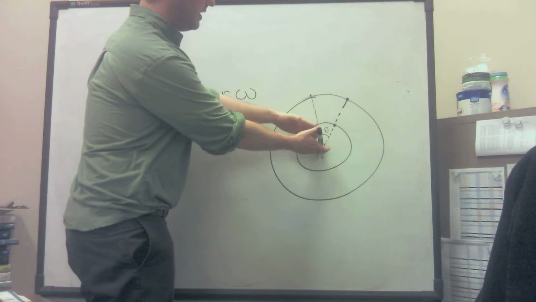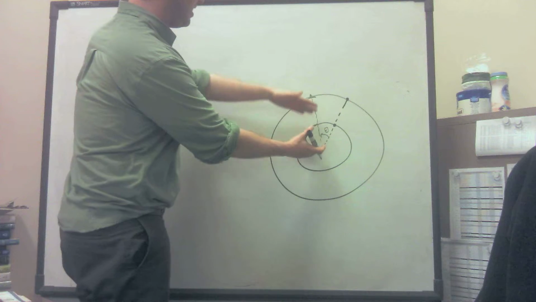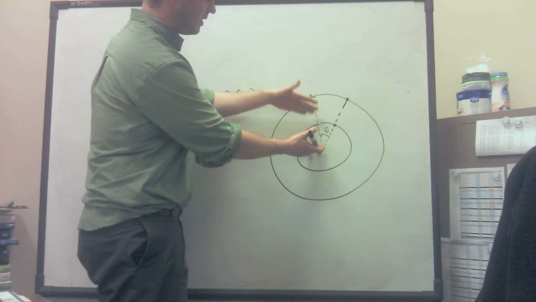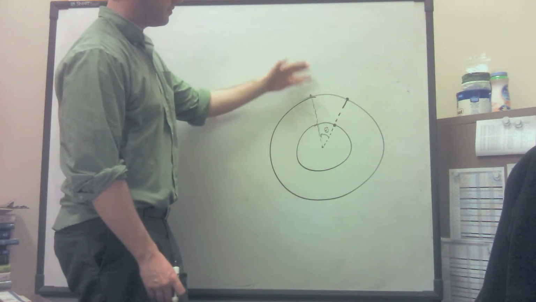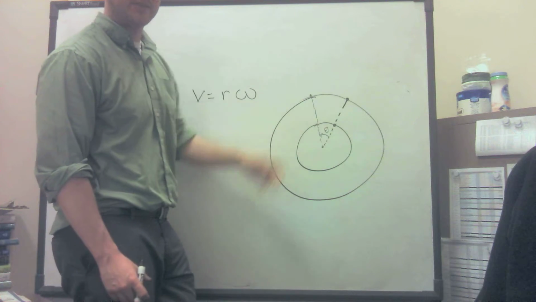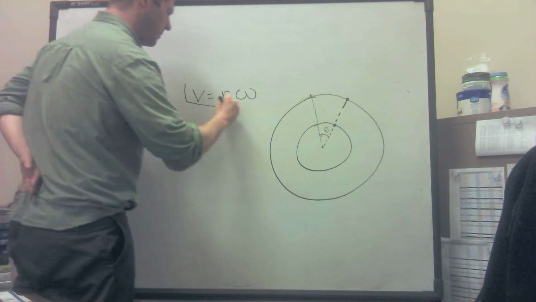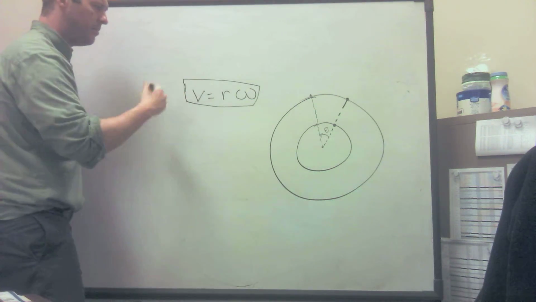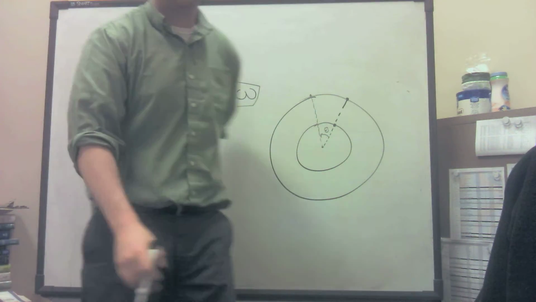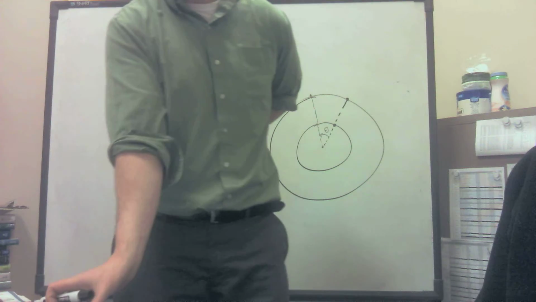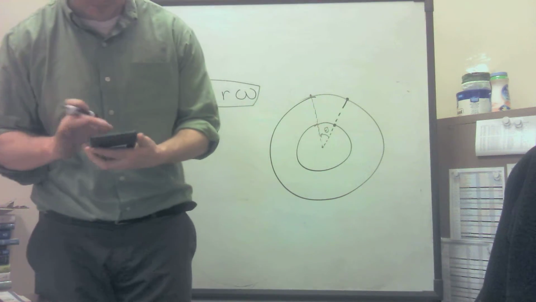As the radius increases, the linear speed has to increase. So a great visualization of this rule, which is going to be immensely important for problems like this that involve two circles with the same angular speed.